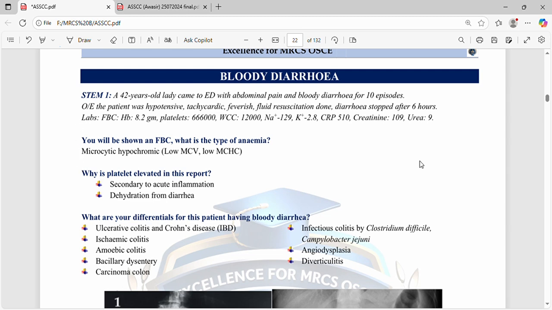Okay, so today we are going to discuss a bloody diarrhea station from critical care. A 42-year-old lady came to the emergency department with abdominal pain and bloody diarrhea for 10 episodes. On examination, the patient was hypotensive, tachycardic, and feverish. Diarrhea stopped after 6 hours.